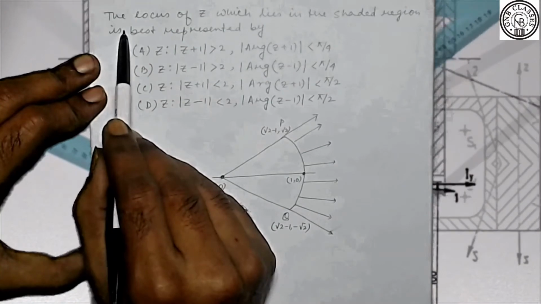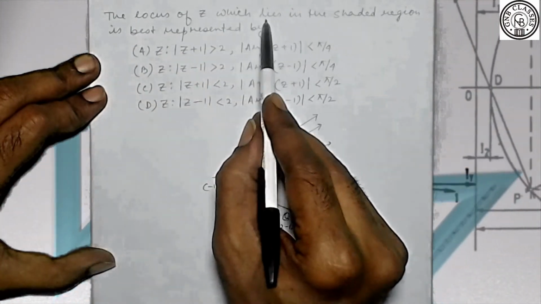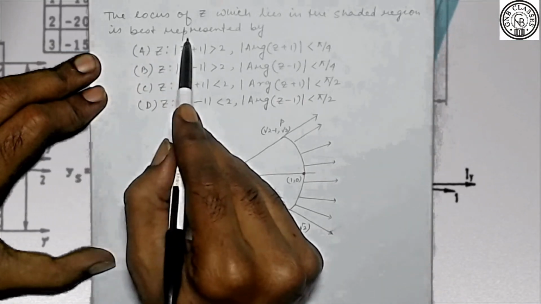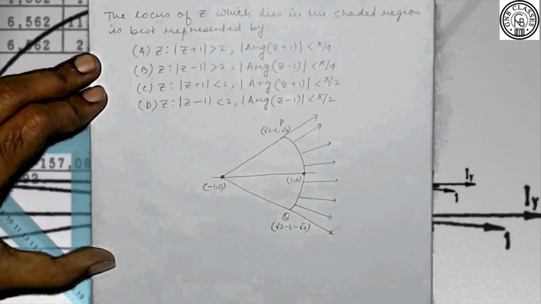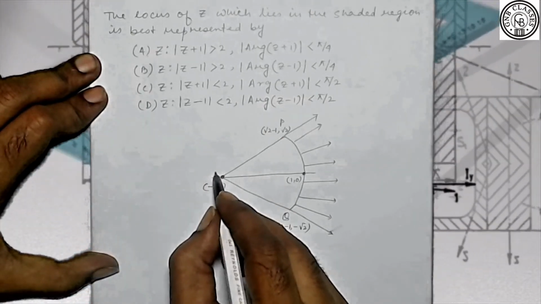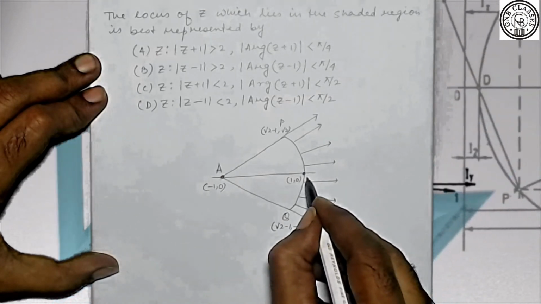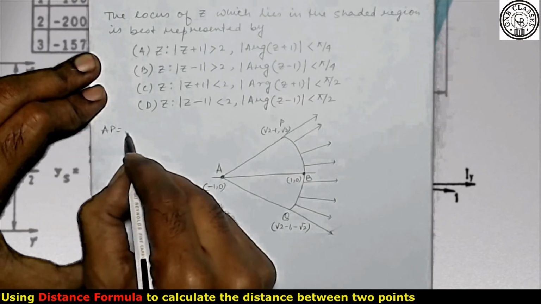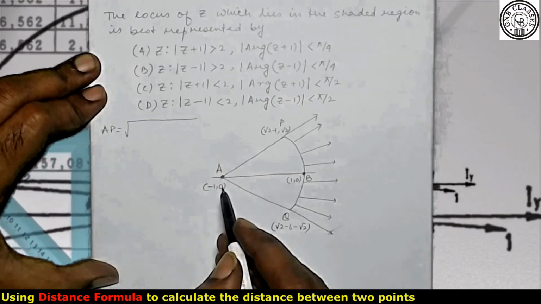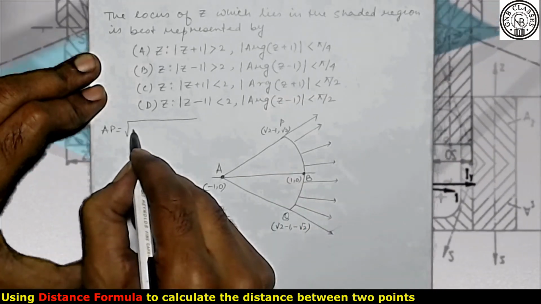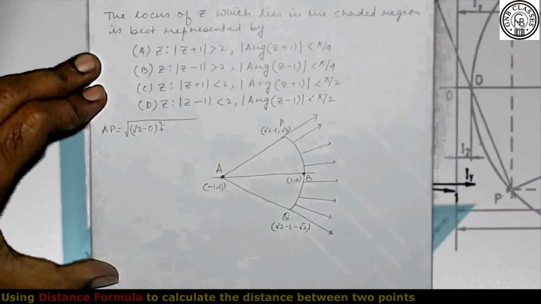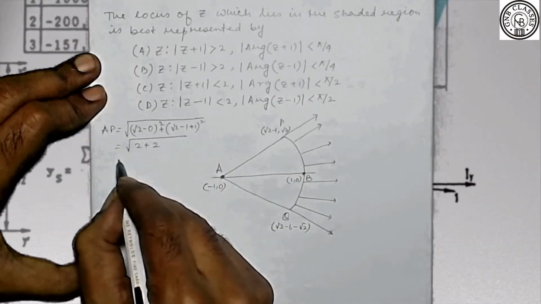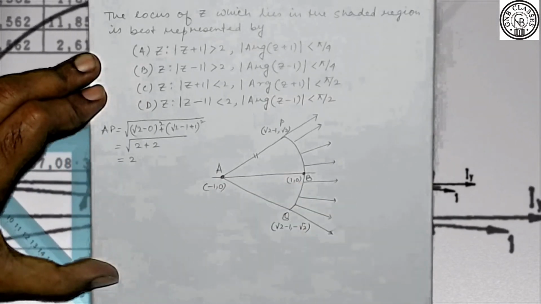So in this problem, the locus of z, which lies in the shaded region, is best represented by one of the 4 options given. First of all, let me give names to these points. Let us say this is A and this point is B. Now, what is the distance AP? I'm using the distance formula to calculate the distance of AP. Is it clear? So the length of AP is 2 units.